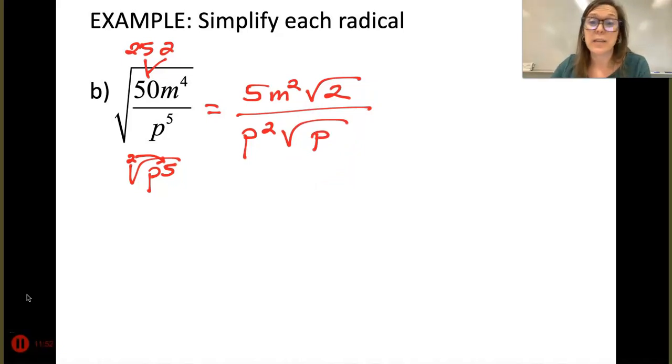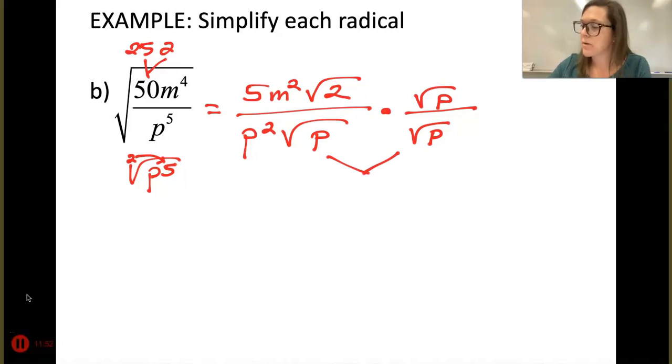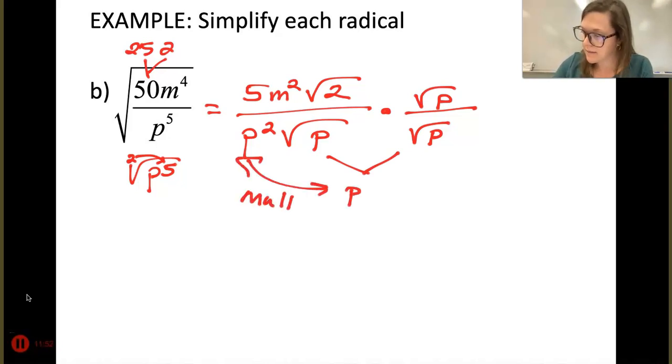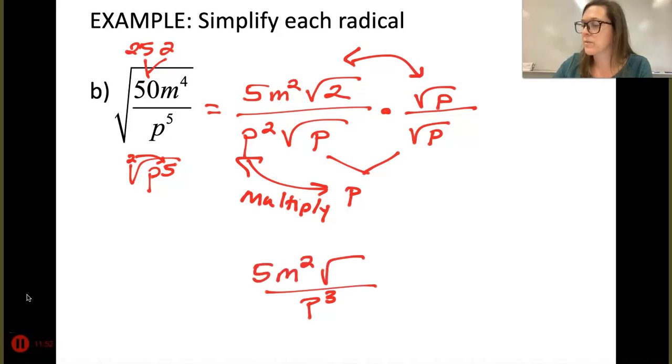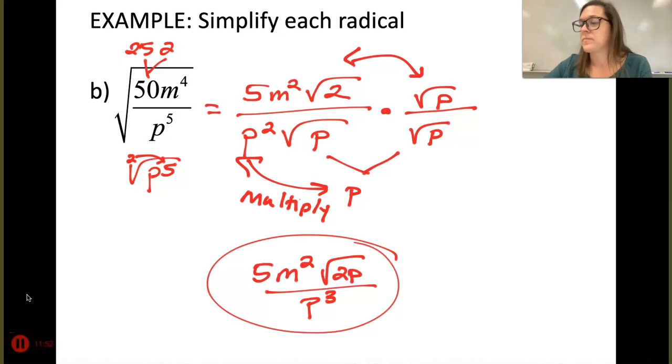So now I'm going to rationalize. I'm going to multiply by a square root of p, top and bottom. So now what am I left with in my denominator? Well, square root of p times the square root of p is p. And then I got to multiply these together. So p squared times p is p to the 3rd is what I am left with in my denominator. In my numerator, I'm going to multiply these together. And then I am left with 5m squared square root of 2p. Answer.